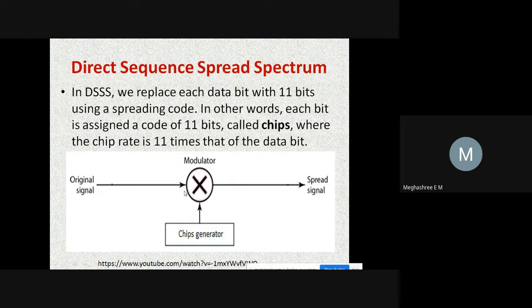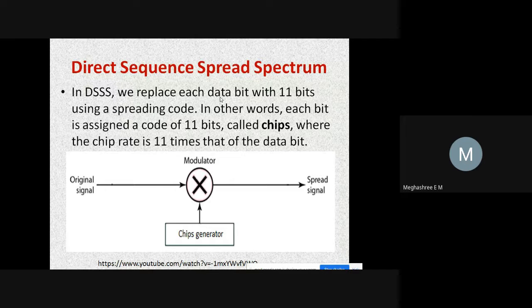Here in DSSS, we replace each data bit. Do remember in DSSS, the data will be in the form of, as I said, digital data, right? So if I consider the data bit that I want to send over the network or the transmission link, then to this 1 bit of data I'm adding a spreading code of n bits.